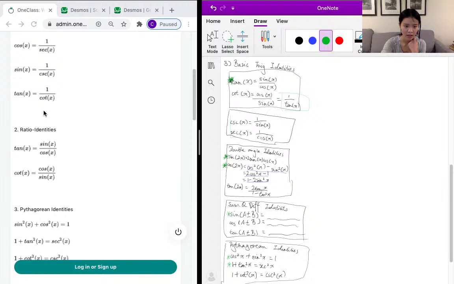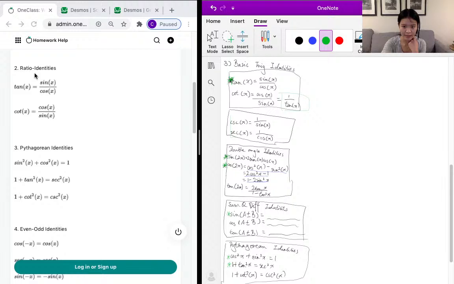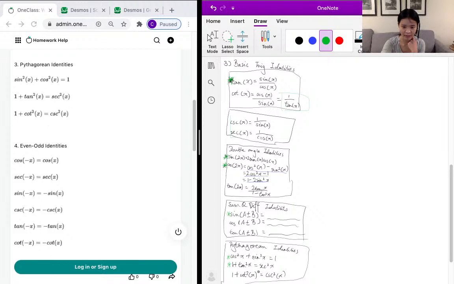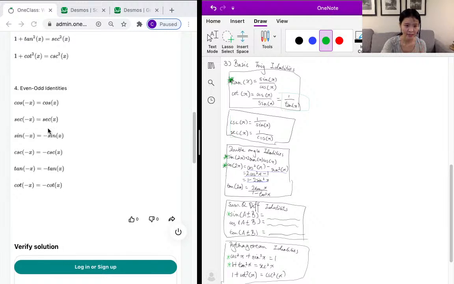They also have the ratio identities, again, which we had over here. And they have the Pythagorean identities. Yep, they're the common ones. I had it here as our last one. They also have the even and odd identities, or the negative identities.